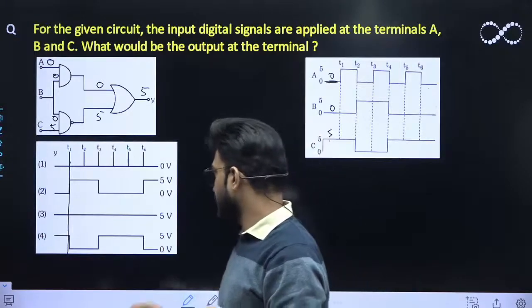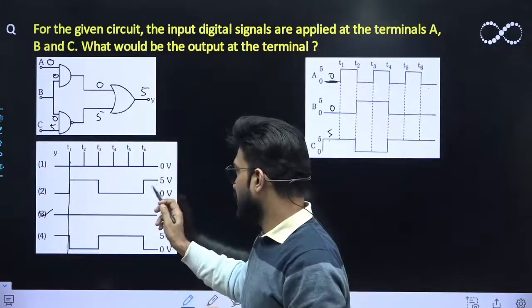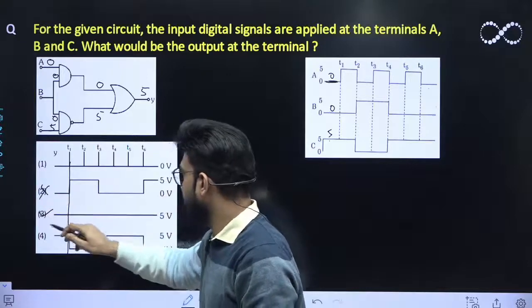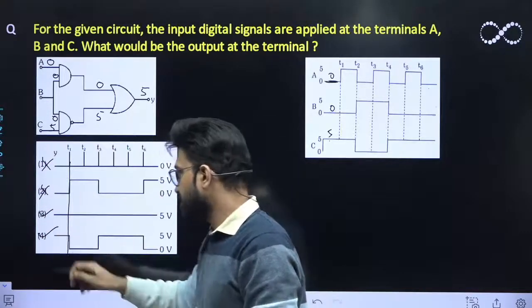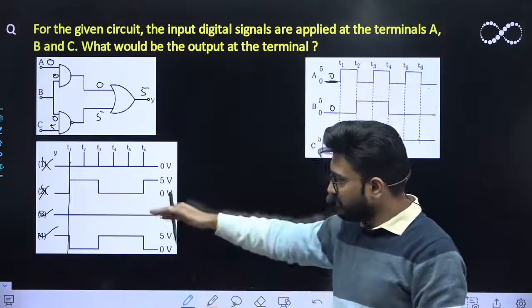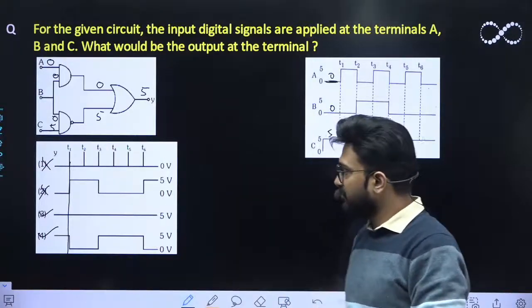output signal. Okay, so either this option could be correct or this cannot be correct, and this also cannot be correct, so this can also be correct. So we have only two options to choose from. Now we'll be moving forward again.